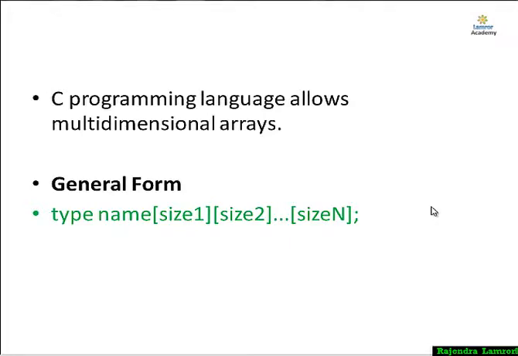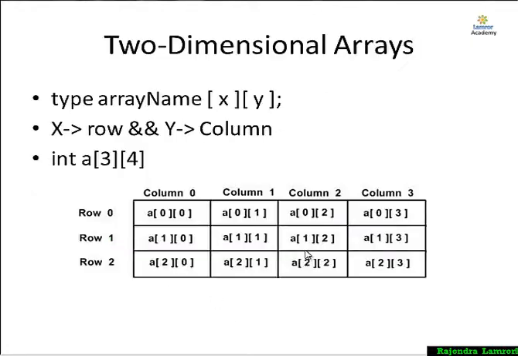C programming allows you to use a multidimensional array. In general form, we write the multidimensional array with a type. Which type of array, whether integer, double or float, you can define. You define the name of the array and the size of the array, whether 1D, 2D, 3D or 4D, as per the record. Generally we use a two-dimensional array in C programming.